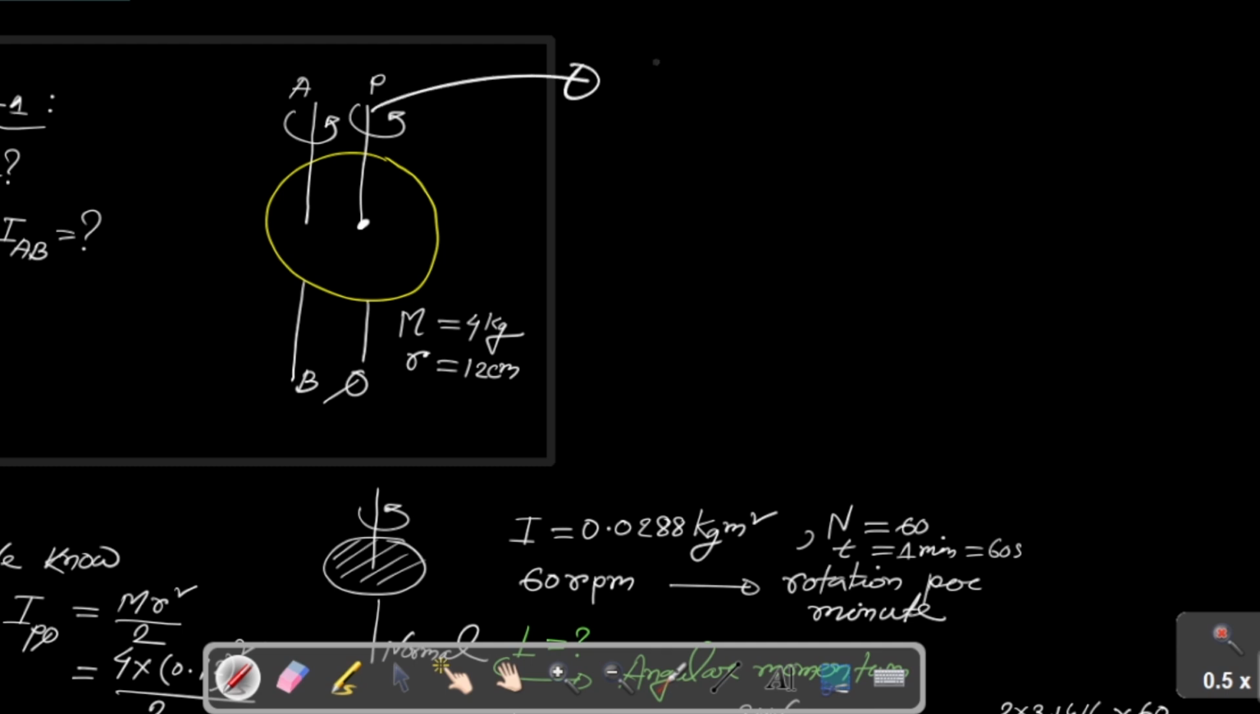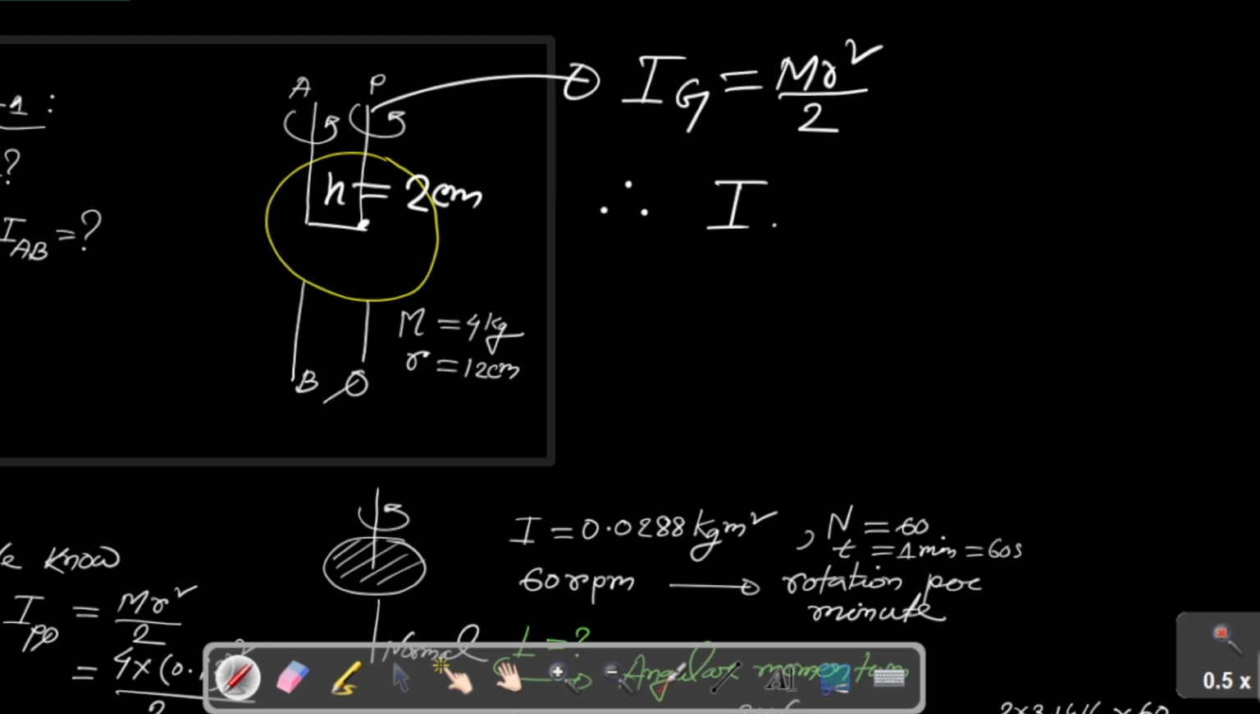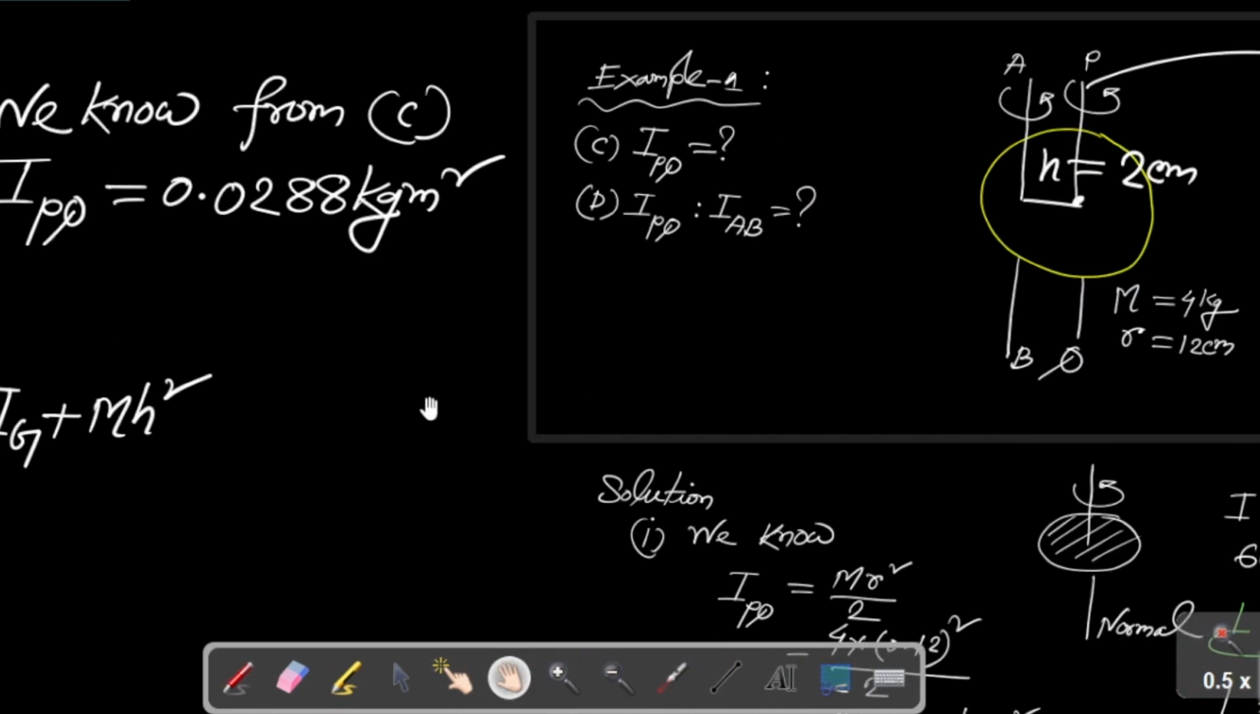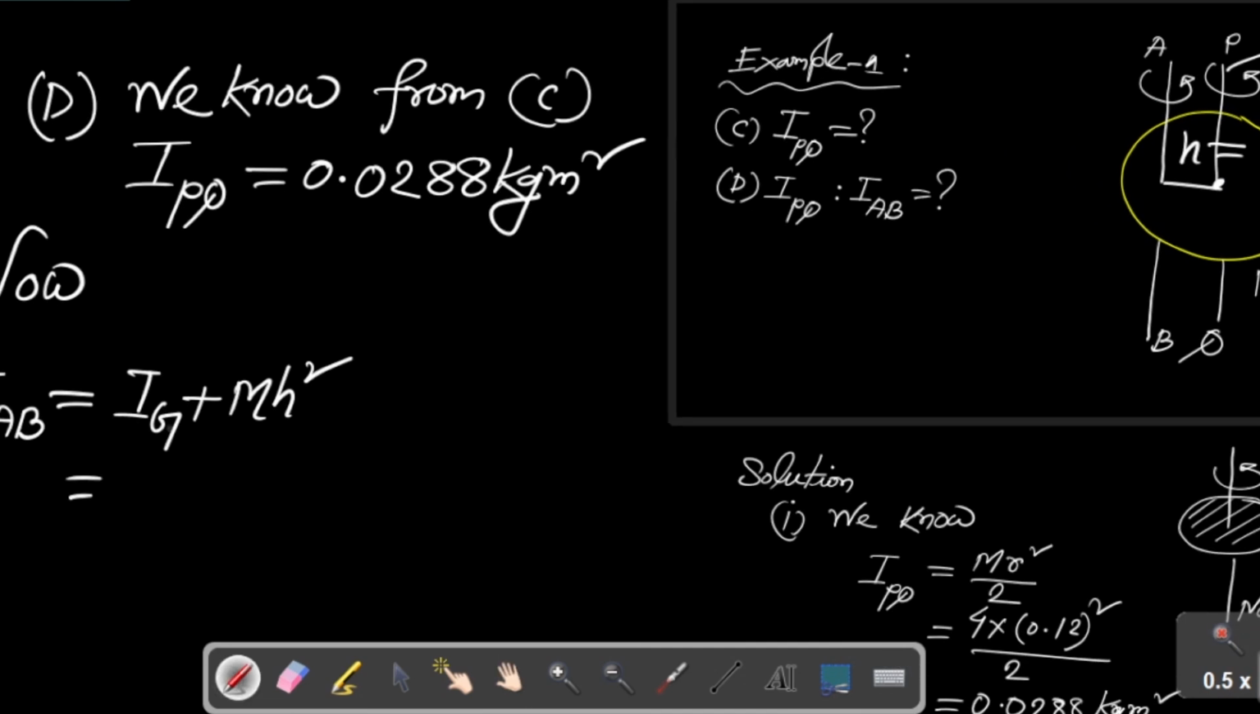So we can write the moment of inertia Ig is equal to mr square divided by 2. Suppose this distance is h, and the value of h will be given in our problem. Suppose the value of h is 2 meter. So if we find the moment of inertia along the AB axis, then according to the parallel axis theorem, at first we write Ig plus m h square. Okay, this is our equation. My dear students, we already found the value of Ig. Ig means 0.0288 plus m.